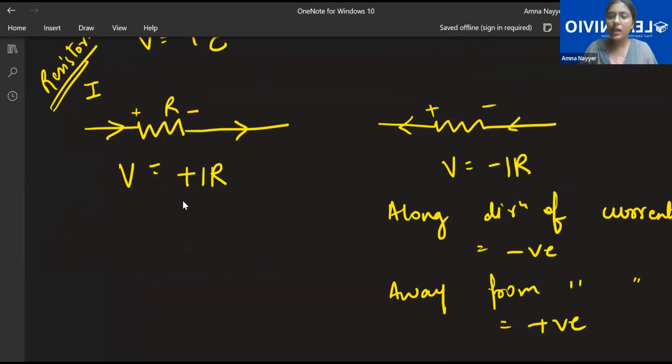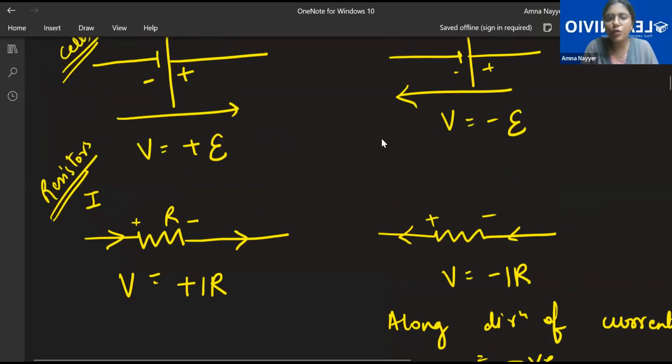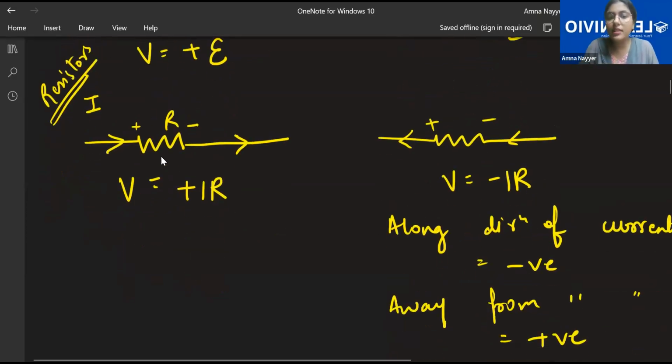If we are moving along the direction of current, like the current is moving towards the right, and according to the direction that we have chosen, we are also moving towards the right, we'll take the voltage as negative. Now in the cells, the voltage is directly the EMF, so you just put a plus or a minus. Here, since the voltage is not directly given, it's given in terms of the resistance and the current, so you are going to use Ohm's law, that is V is equal to IR. Whether this IR will be a positive or a negative value depends upon the direction of the current.